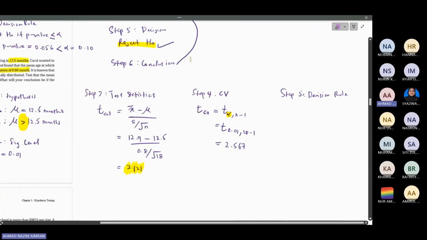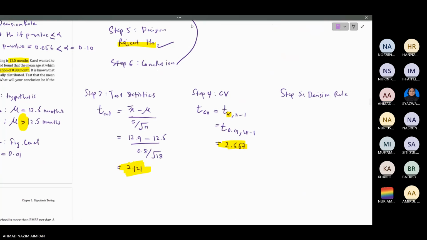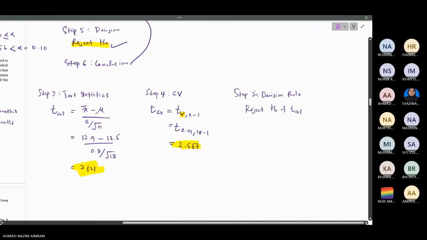You need to compare this value with this value. So reject H null if t calculated is greater than t critical value. By the way, this is the t critical value.